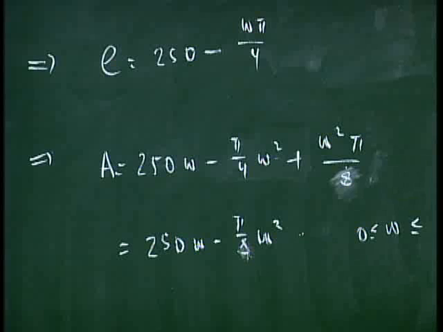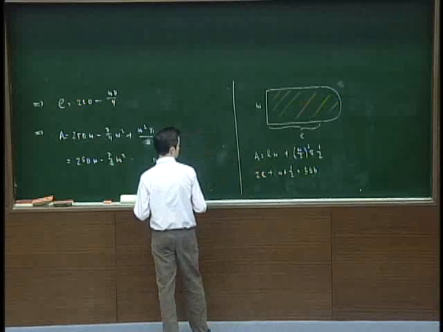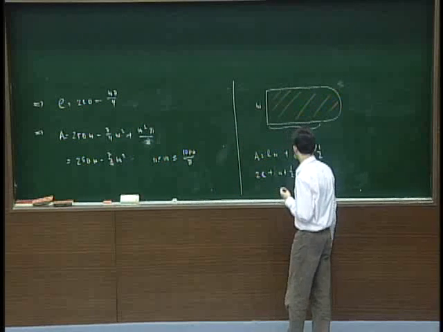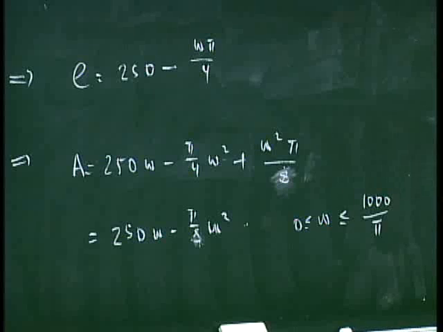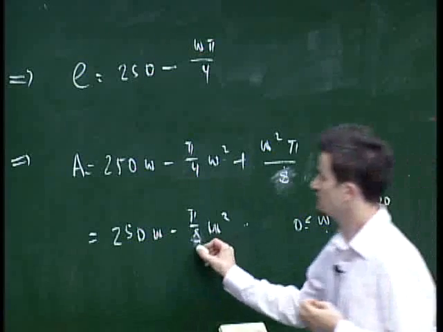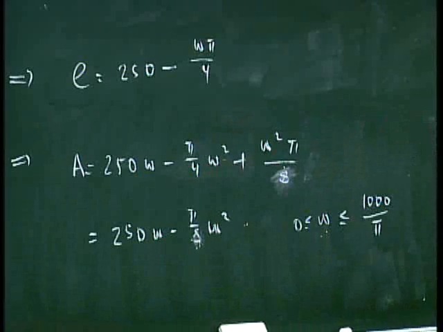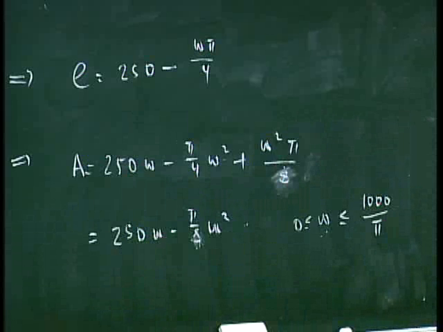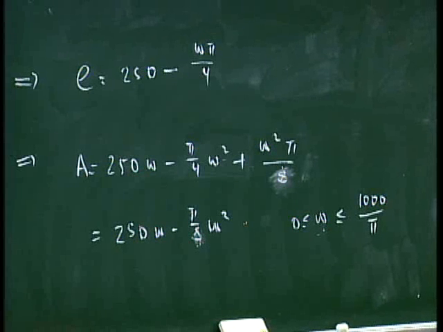Now, the largest value is if L is equal to 0. So you see this will be the case as omega is equal to 1000 over pi, L is equal to 0, right? So omega is in this range here. Okay, so actually we have to find the maximum of this function over this range. If we take the derivative and equate it to 0, then we have to find out whether what we get is actually a maximum.